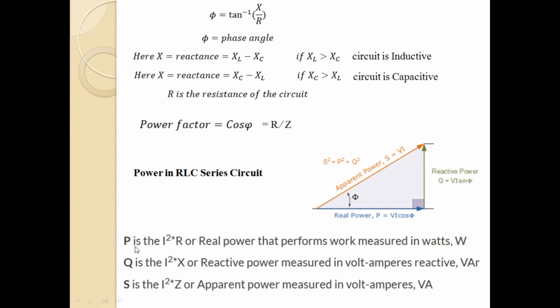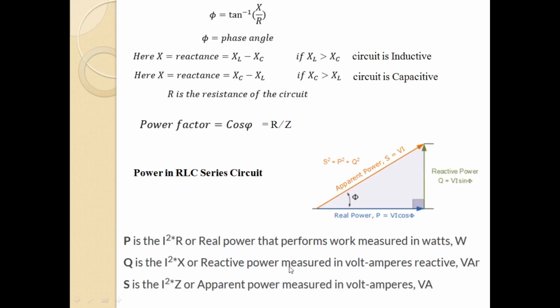From here you can see that I square R is the real power that performs the work, measured in watts, and it is dissipated as heat in the resistance of the circuit. That is the general relation which we use for power dissipated in a resistor, given by I square R. Here I is the RMS value of the current through the resistor.